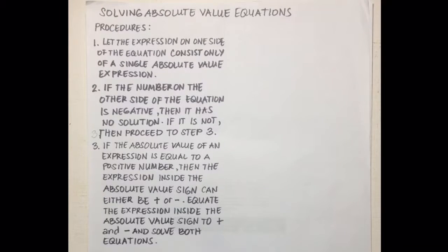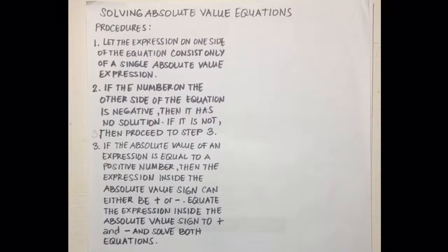Let us now have the procedures in solving absolute value equations. Number 1. Let the expression on one side of the equation consist only of a single absolute value expression. Number 2. If the number on the other side of the equation is negative, then it has no solution. It's because the absolute value of a number, may it be positive or negative, is always positive. So if the other side of the equation is negative, then it has no solution. Now, if it is not, then proceed to step 3.